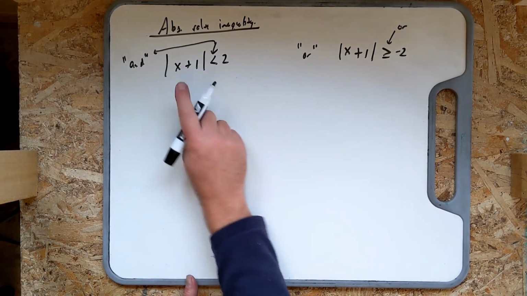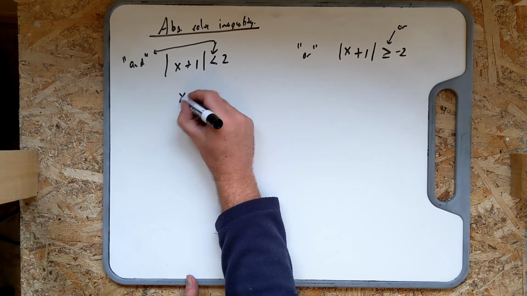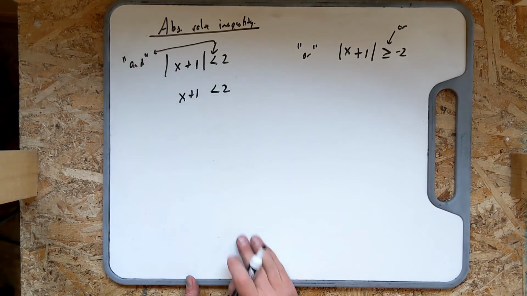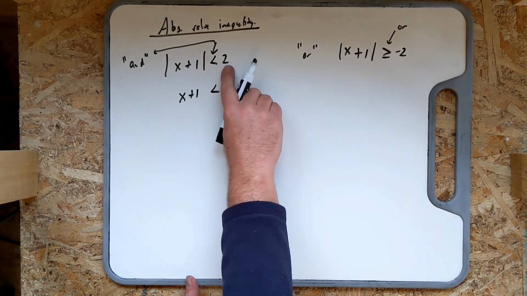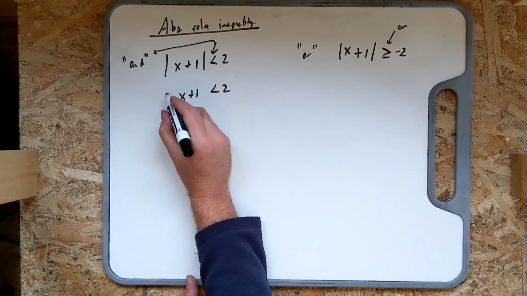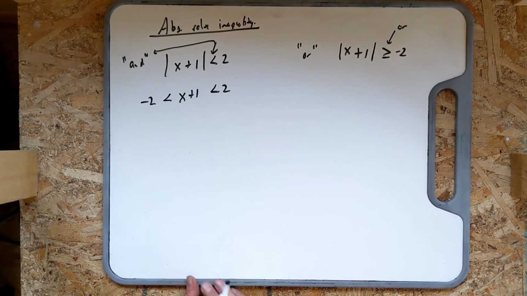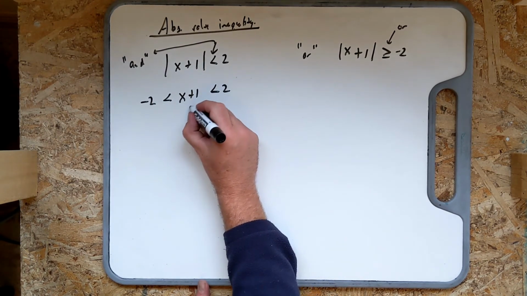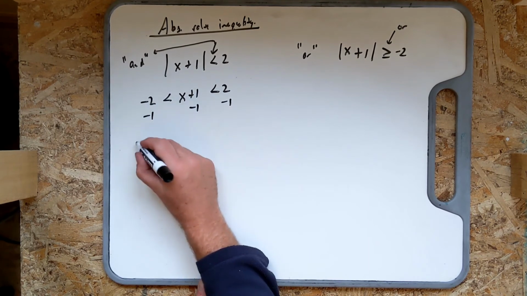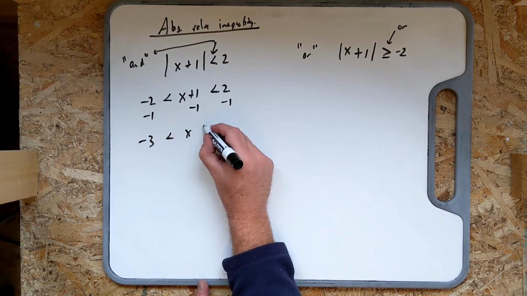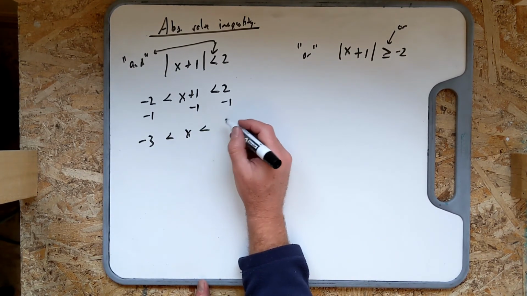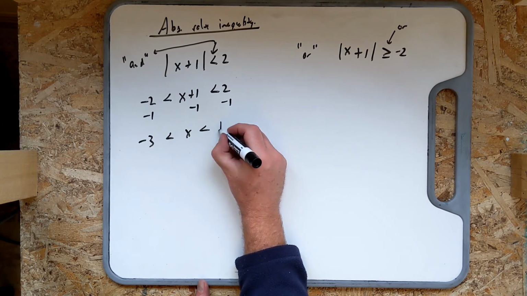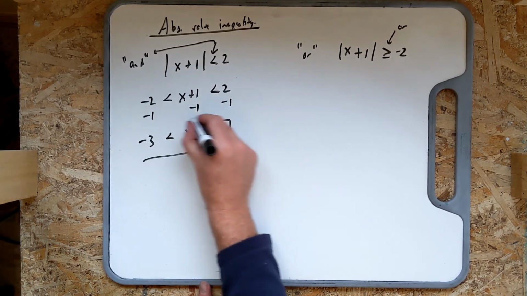Now, how do you solve these? You create two inequalities, one as written, and the other one with -2. And for an "and," you can put it over here and create one statement that has both of them in it. Make sure these are going in the same direction. And then I just solve in the same way that I would a compound inequality. And there we go, there's my answer.